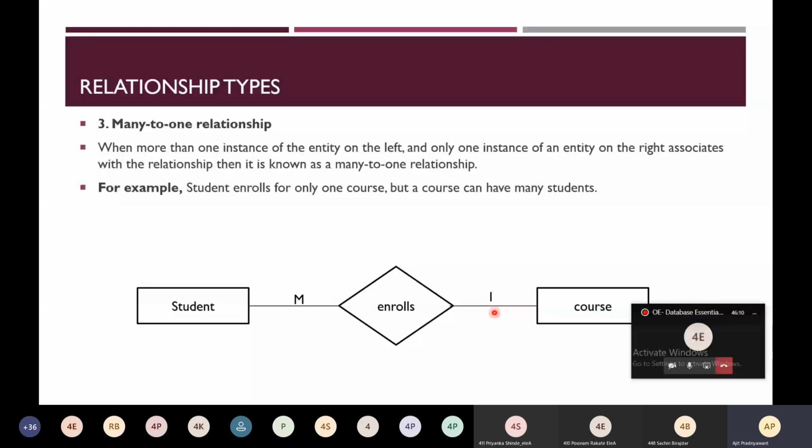So this is the example of a many-to-one relationship, wherein this M you have to represent over here, which indicates that the student entity, having many instances which are in relation, enrolls with the entity course with one instance of this course entity. That's why it is called a many-to-one relationship.